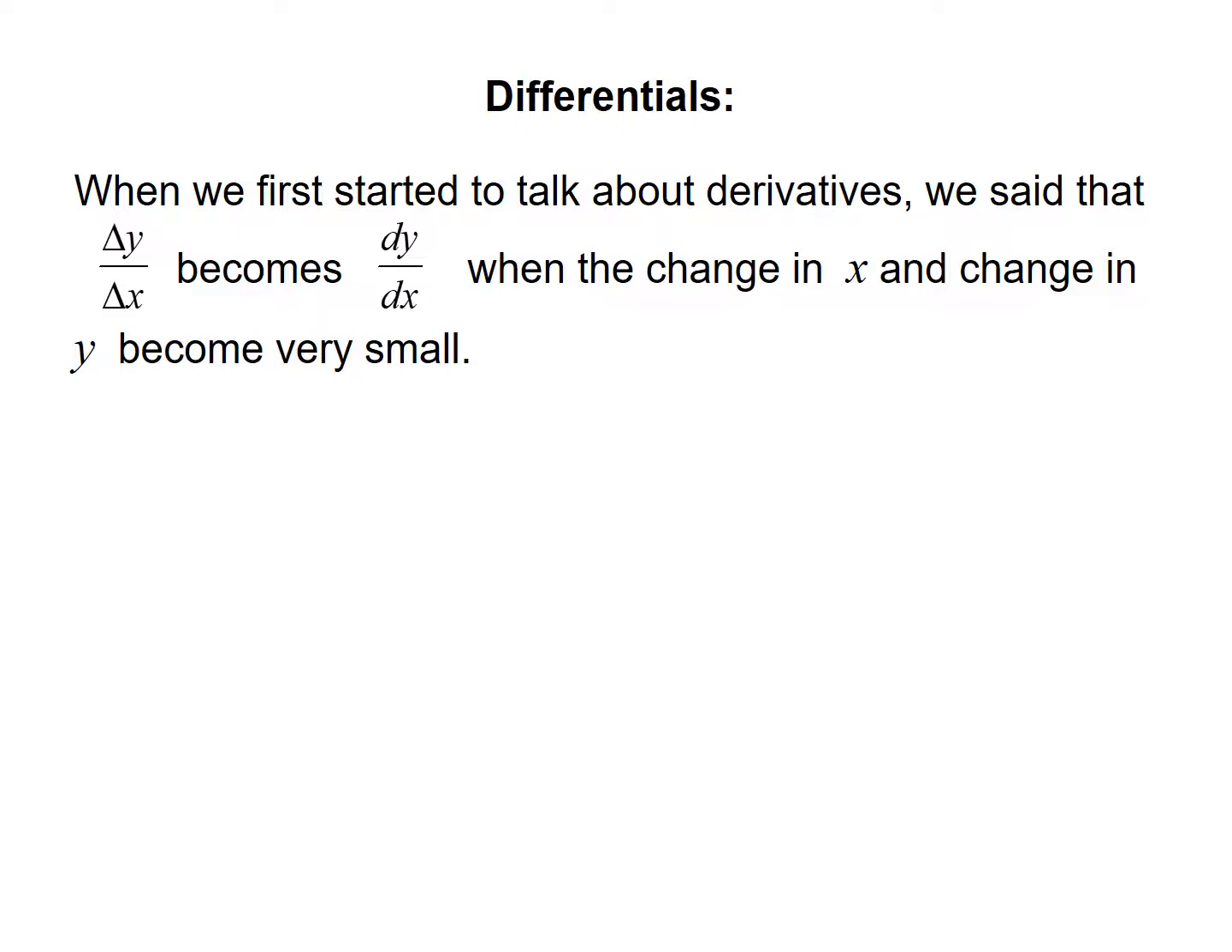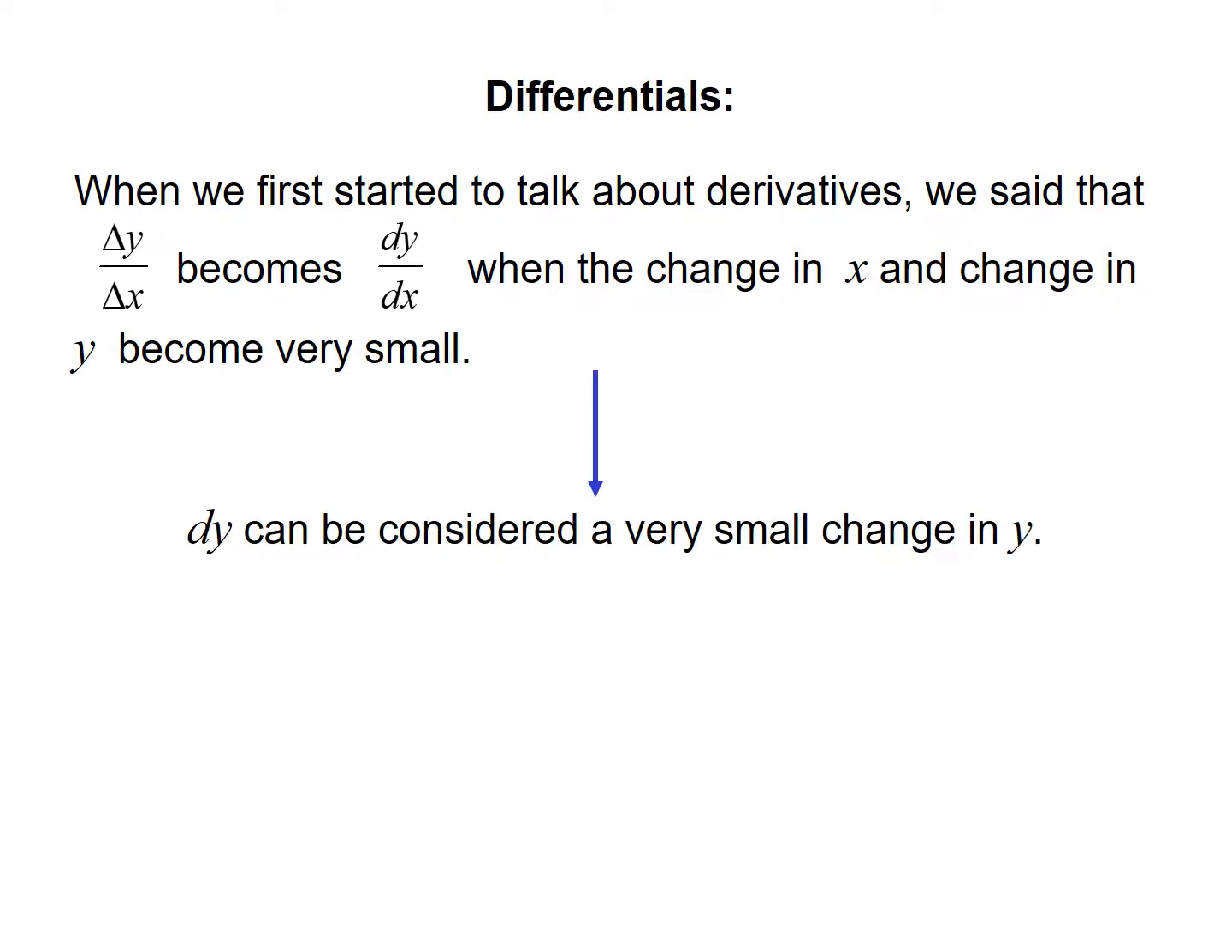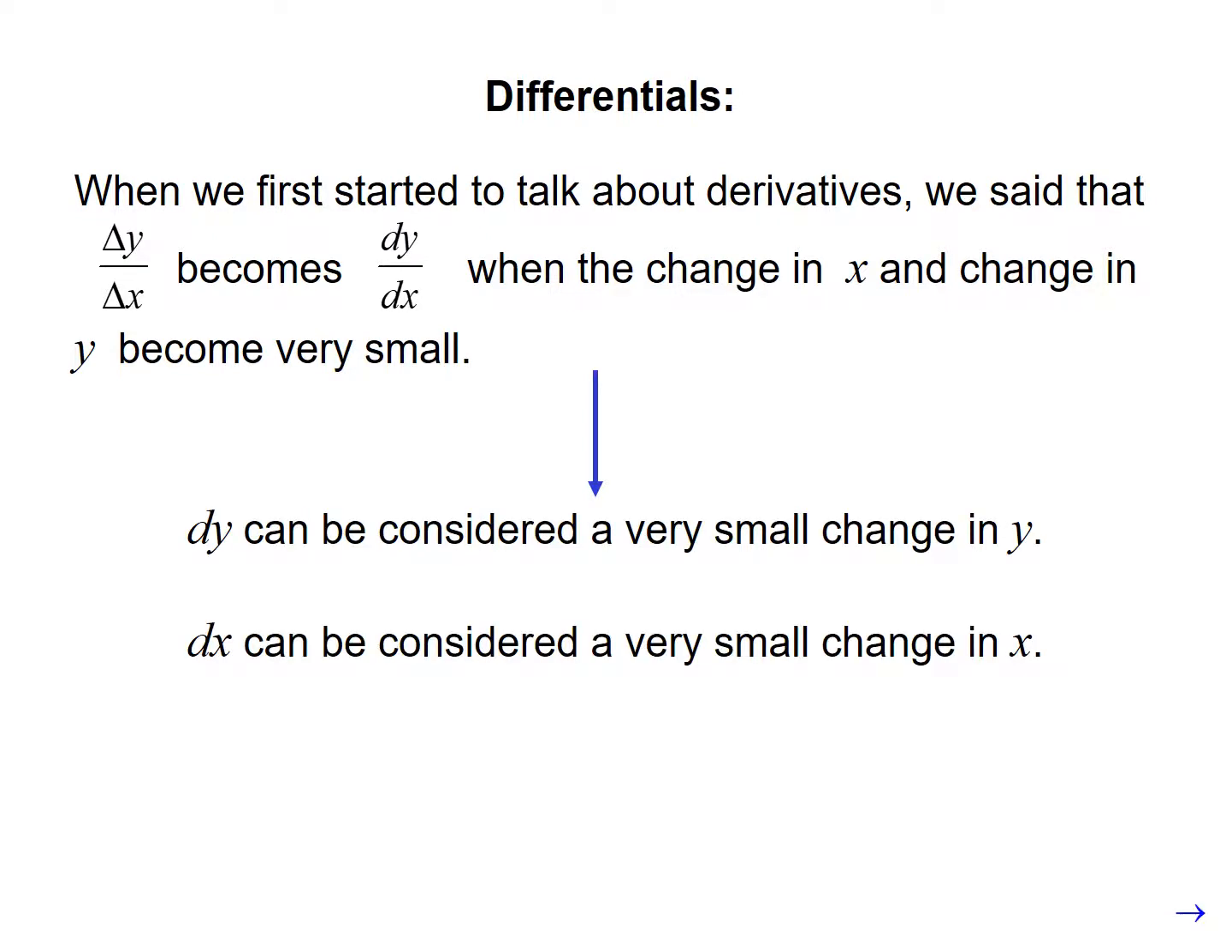Okay, now we're going to introduce something we call differentials. When we first started talking about derivatives, we looked at delta y over delta x, that change in y over change in x. And as the change in y and the change in x become very small, we called that dy dx. So we're going to think about dy as a very small change in y and dx as a very small change in x. In reality, they're infinitely small. They're just as small as you can possibly get. When we use these differentials, we're going to allow them to take on some actual value. And we'll see when we do that, it's going to give us an approximation rather than an exact value.